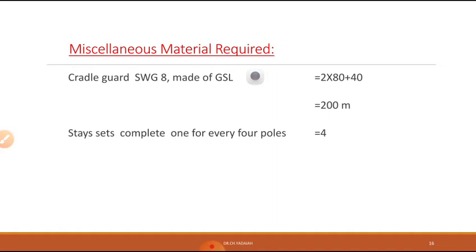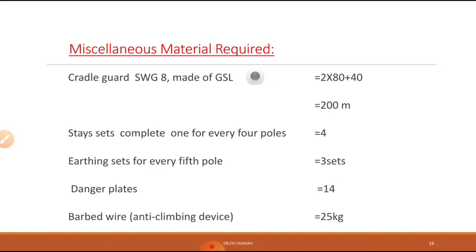Next, stay sets complete for every 4 poles. Instead of the 4th pole you can use the 5th pole, which is better. Next are the danger plates for each pole. These are barbed wire, anti-climbing wire to stop unauthorized persons from climbing the pole. To avoid that we use barbed wire, that is 25 kgs. These are the miscellaneous calculations in addition to the main calculations.